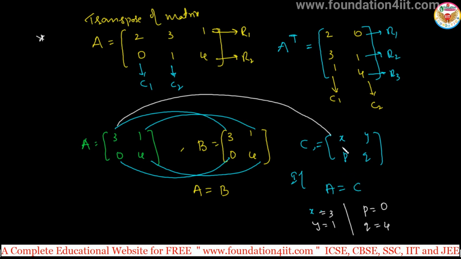Whenever two matrices are equal, those corresponding elements should be equal, right? This concept is used in problems also. Next, when you're doing addition, subtraction, multiplication of matrices, this concept will apply. Whenever two matrices are equal, those corresponding elements must be the same. These are the types. Let us continue with addition, subtraction, and multiplication of matrices.